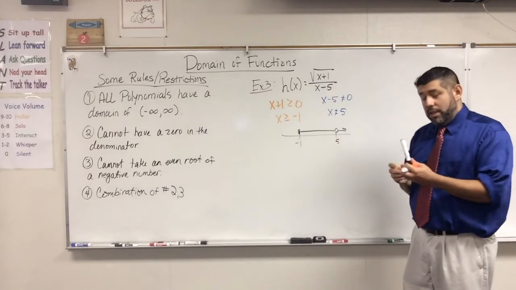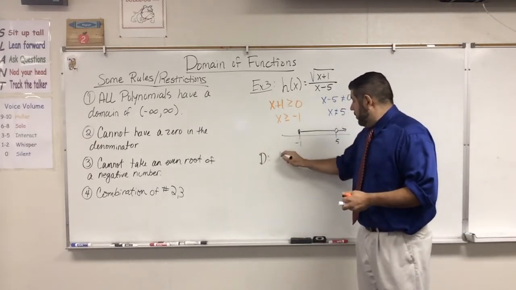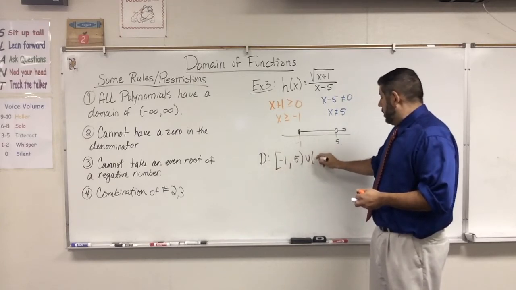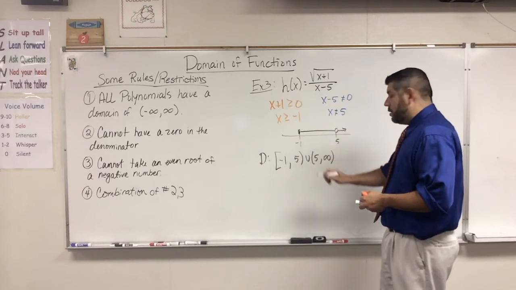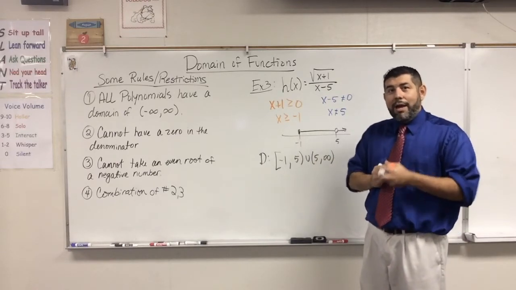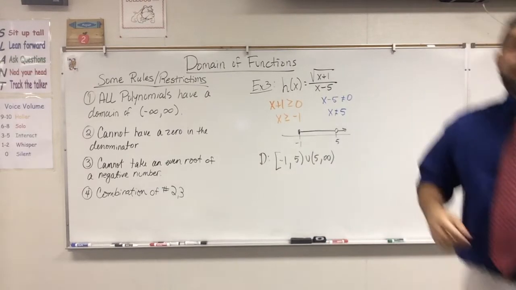So now we're going to put this in interval notation. Our domain is going to be values from negative 1 to 5, and then 5 to infinity. Okay, so we're not going to include 5 in our answer. All right? I will be right back with some practice problems.